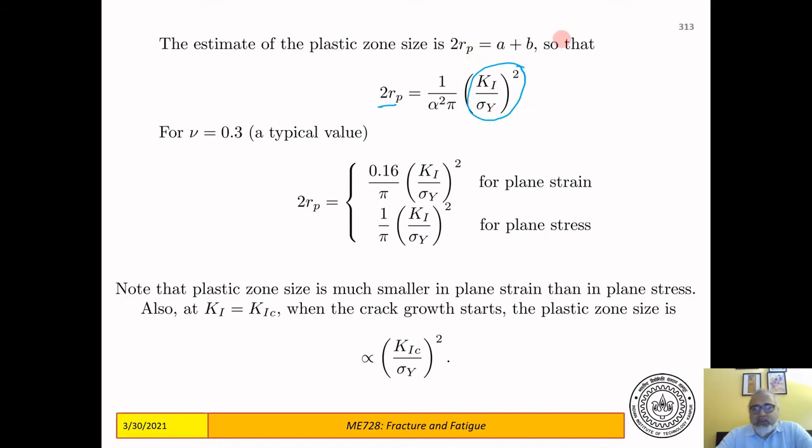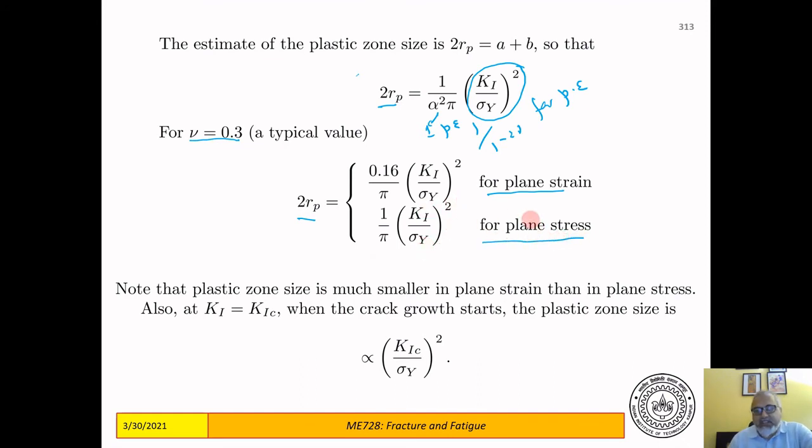Sort of make it your friend. And for a typical value of alpha, remember, alpha is equal to 1 for plane stress and 1 minus 1 by 2 nu for plane strain. And for a typical value of nu, which we have taken as 0.3, 1 by 3 is a typical value of nu for many metals. 2rp comes out to be 0.16 by pi K1 by sigma y squared for plane strain, and 1 by pi K1 by sigma y squared for plane stress.